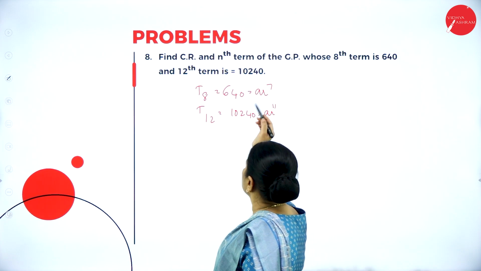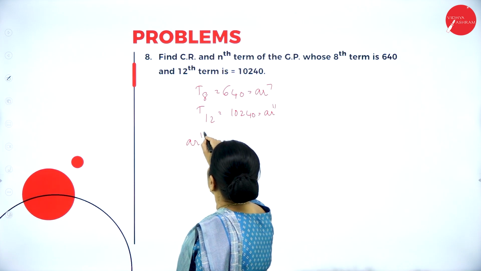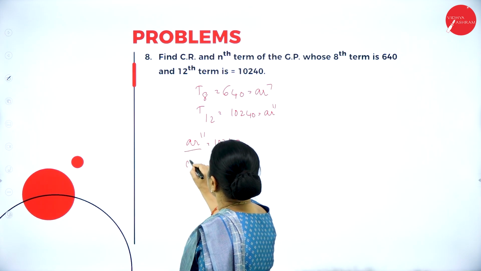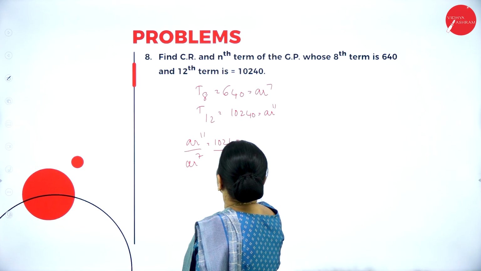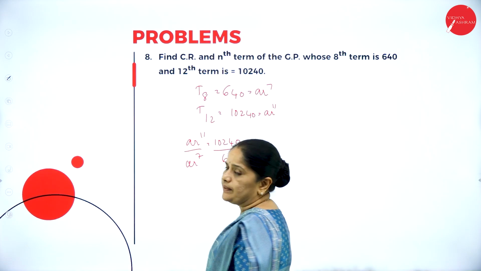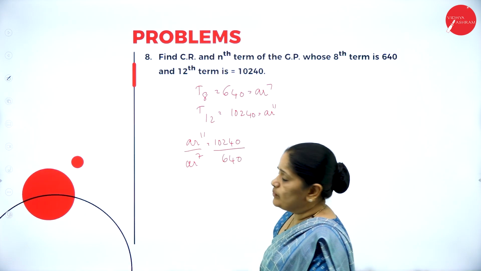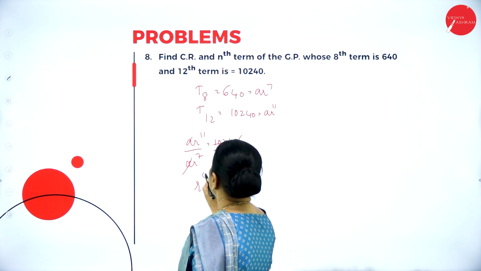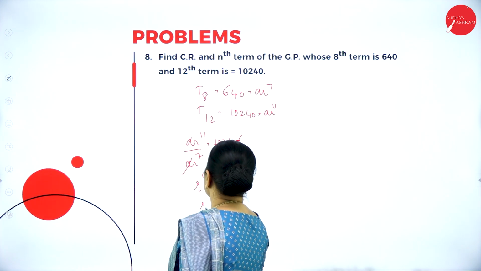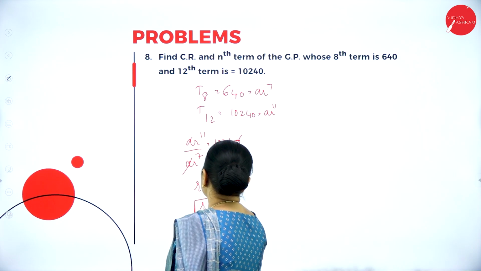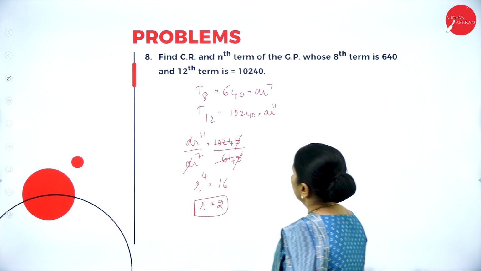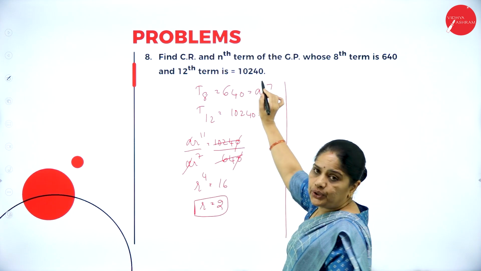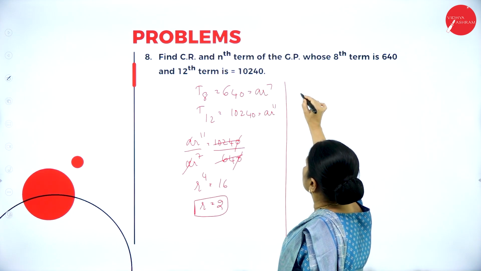Now I'll divide both the equations here. AR to the power 11 equals 10,240. AR to the power 7 equals 640. I'll divide equation 1 by the other. R to the power 4 equals 16 or R equals 2. Now we have R equals 2. Now I'll substitute in this equation.